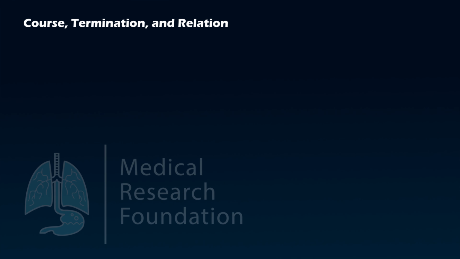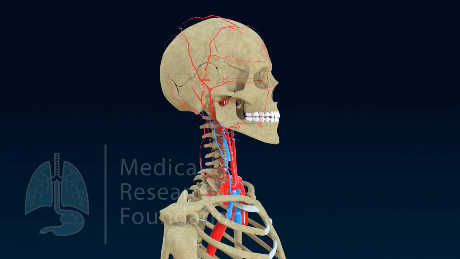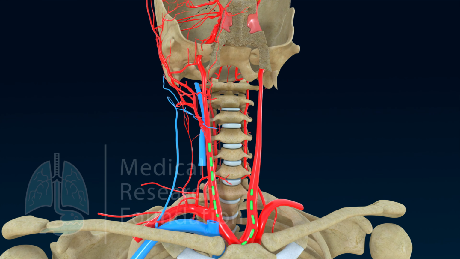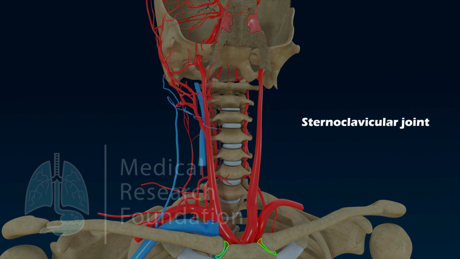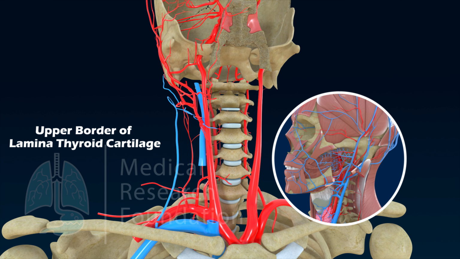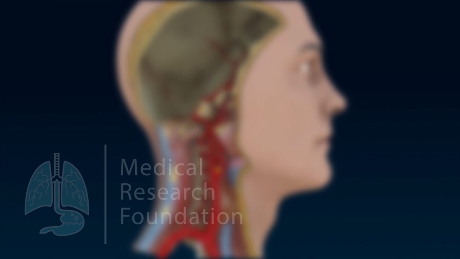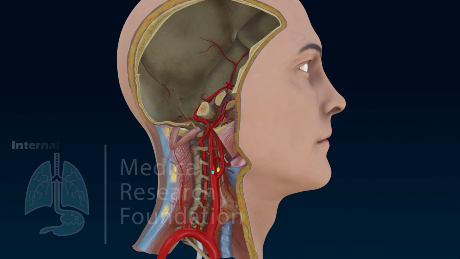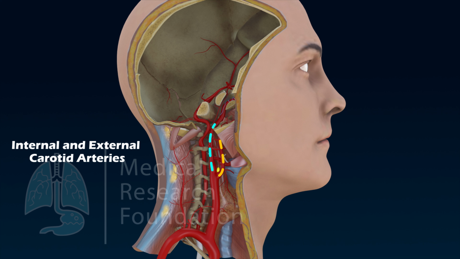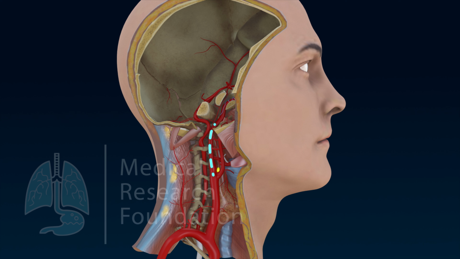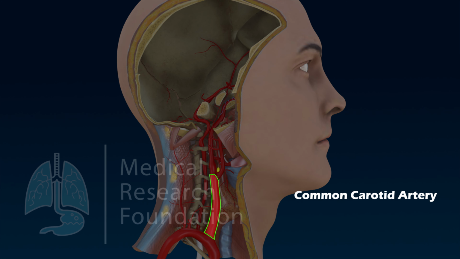Course, termination, and relations. In the neck, both arteries, right and left, have similar courses. Each artery runs upwards from the sternoclavicular joint to the upper border of the lamina of thyroid cartilage, opposite the disc between the third and fourth cervical vertebrae, where it terminates by dividing into internal and external carotid arteries. The internal carotid artery is considered a continuation of the common carotid artery.